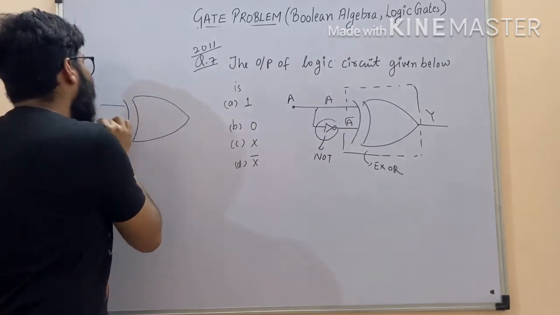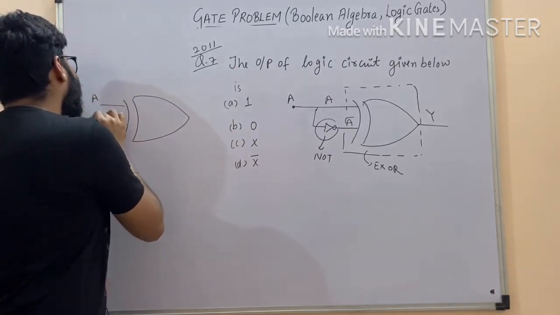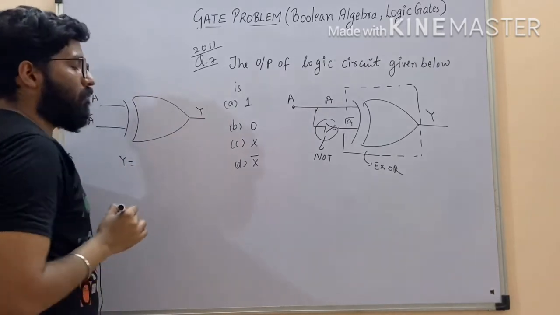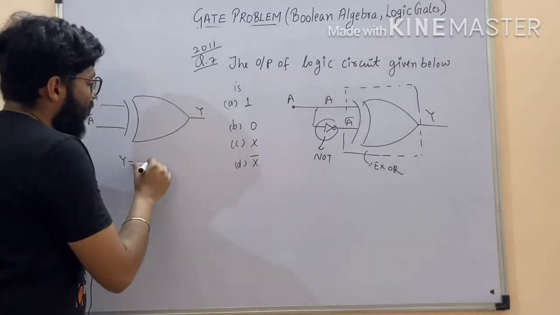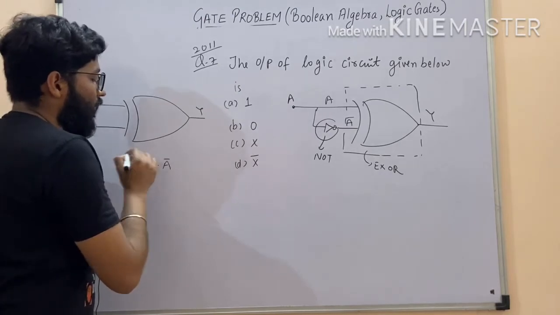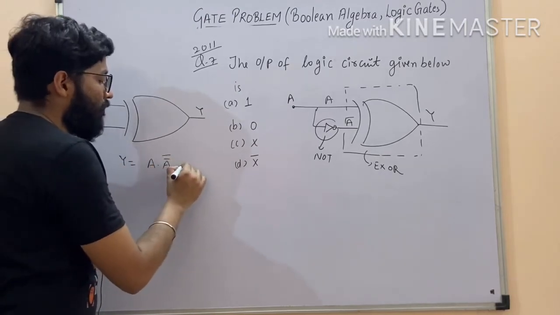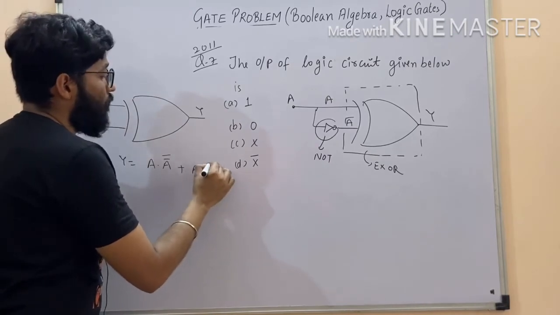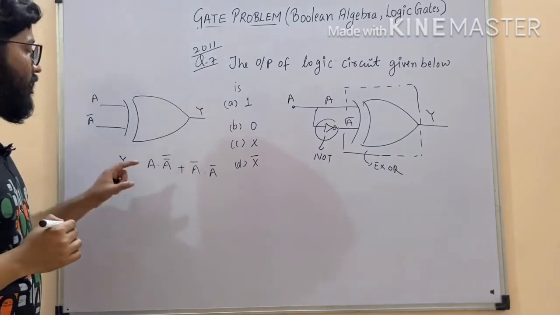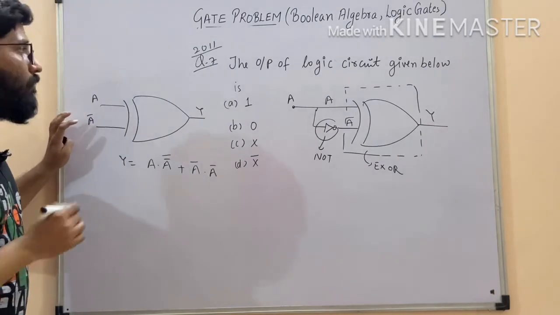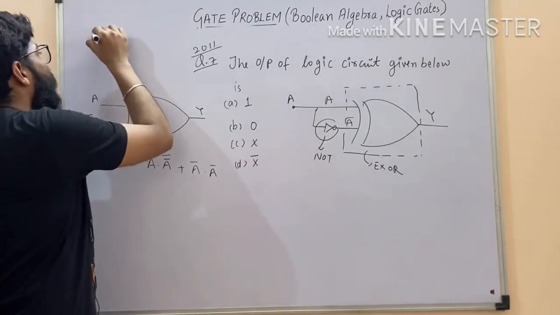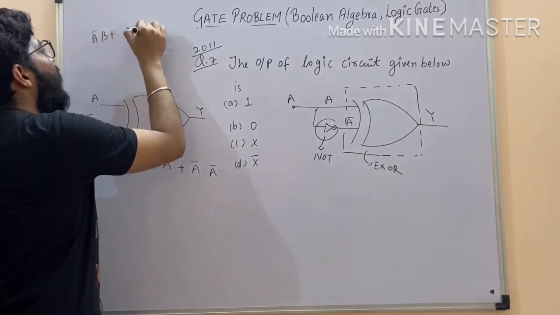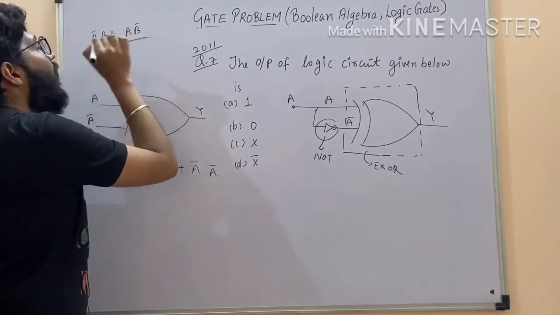Okay, yeah, now we'll see the equivalent diagram. This is A and this is A complement, and you have to find the Y. So Y equals to XOR of A and A complement, which is (A and A complement) to the whole complement plus A and A complement to the whole complement. This is the property of XOR gate, because if we give two inputs in the XOR gate, we will get A complement B plus A and B complement. This is the output of XOR gate.